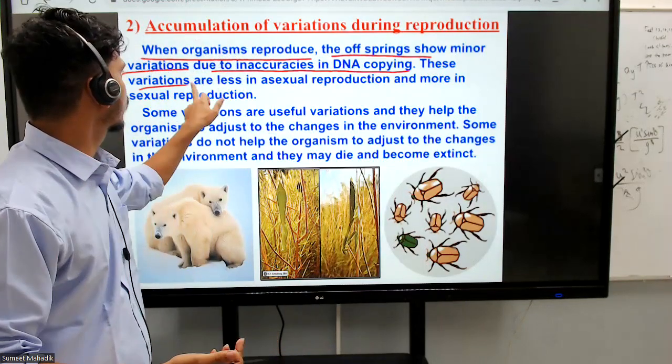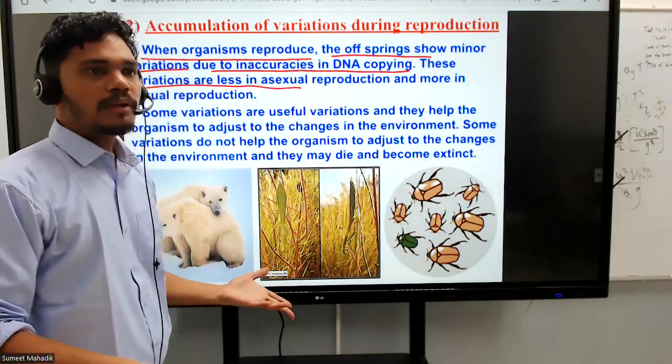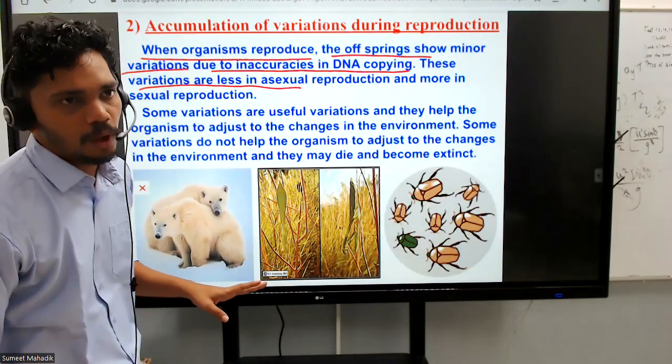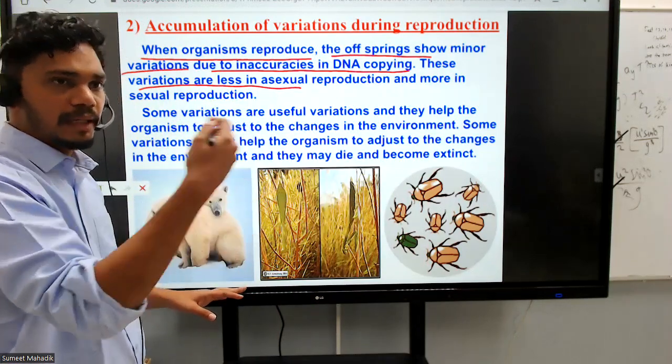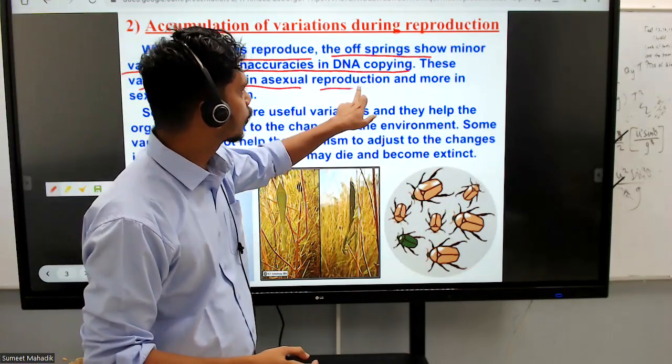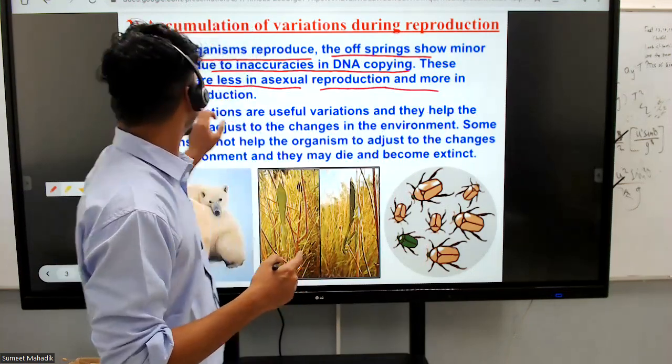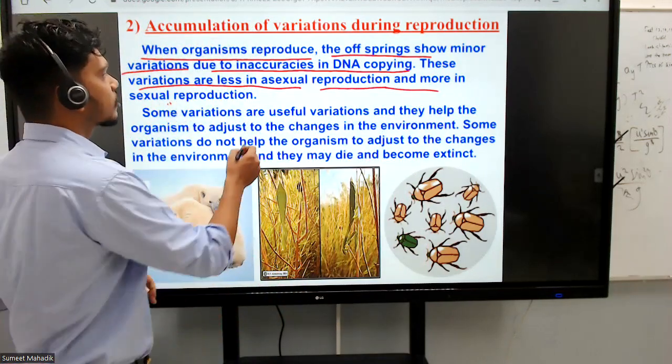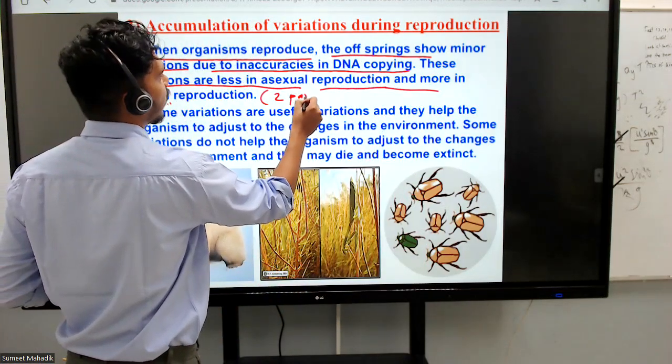This variation is less in asexual reproduction. What is asexual? Almost no variation at all. Why? Only a single parent is there. But here, two parents are involved. So sexual reproduction includes more variation because of the presence of two parents.